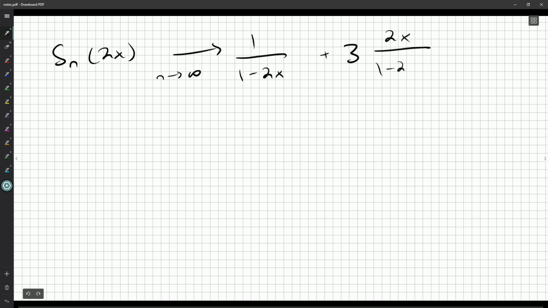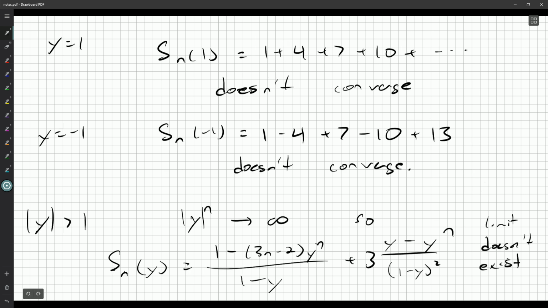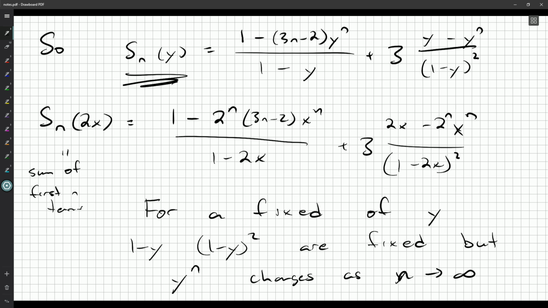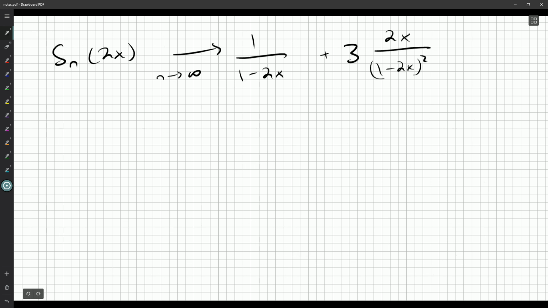And what the heck, I don't think they ask us for it, but as n tends to infinity, the terms involving 2 to the n and x to the n will just disappear. So we'll get 1 over 1 minus 2x, and then 3 times 2x over (1 minus 2x) squared. That should be my expression in the end. Right? Yeah. That works nice.